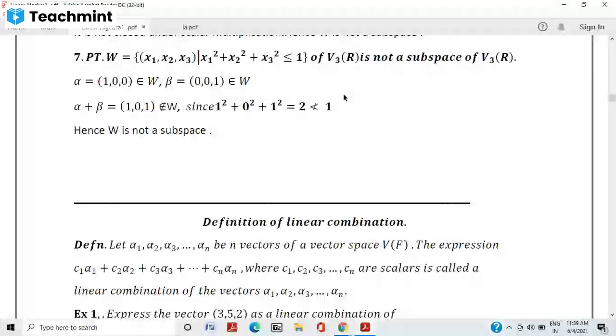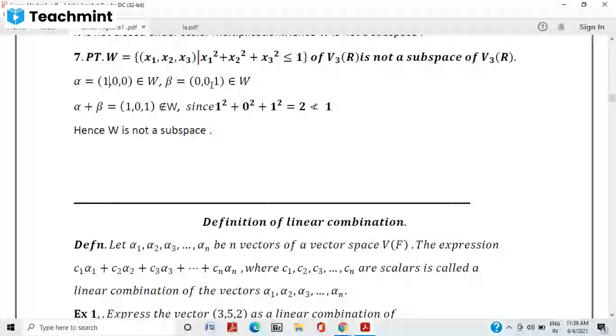Take alpha equal to (1, 0, 0). Then we check whether it satisfies the property x1 square plus x2 square plus x3 square. Substituting in that, we get 1 square plus 0 square plus 0 square, which is the same as 1 only, so it satisfies the condition.